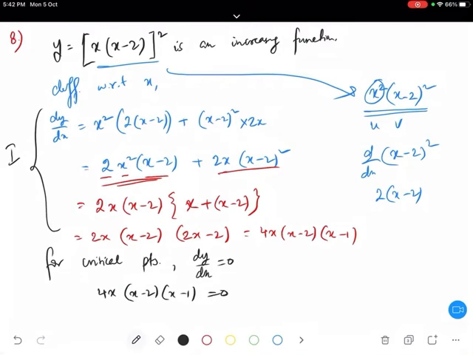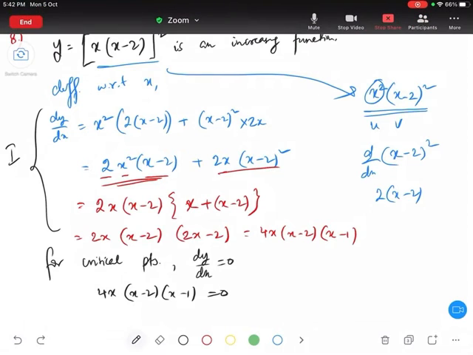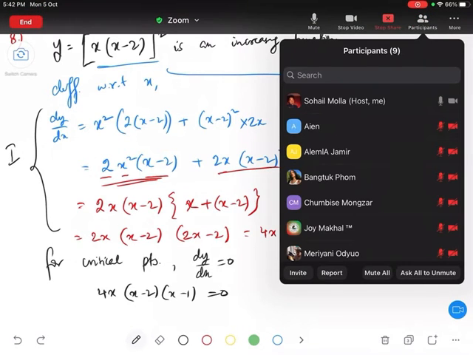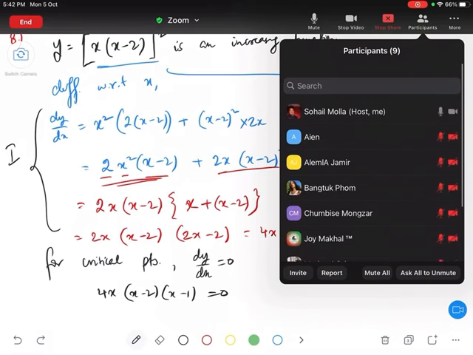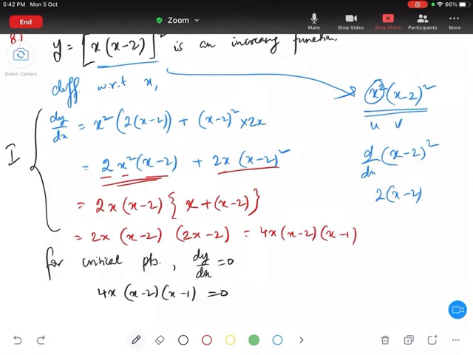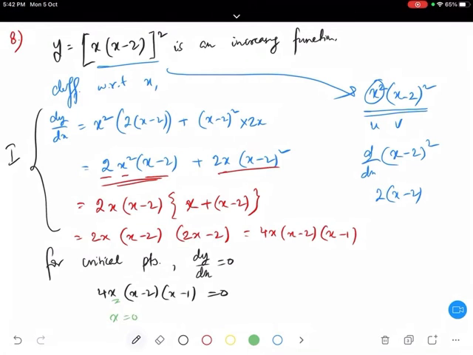So what are the critical points we see from here? Tell me fast, what are the critical points, guys? So first thing you see, x equal to 0, then x equal to 2, and then x equal to 1. Yes or no? These are the critical points, right? Okay, clear?